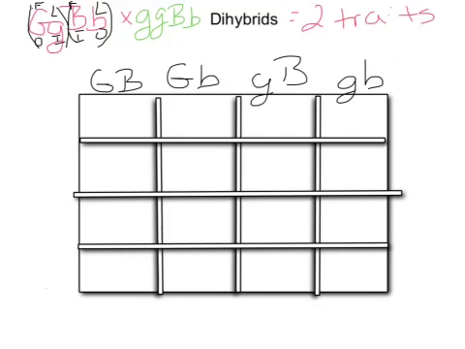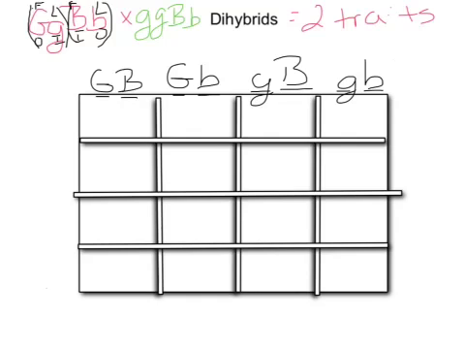I have all the different ways that this mom mouse can pass on her fur color and her eye color. She can pass on a dominant for fur and a dominant for eyes, a dominant for fur and a recessive for eyes, a recessive for fur and a dominant for eyes, or a recessive for fur and a recessive for eyes. So all of her different possible combinations. And then you can do the exact same thing for the other mouse.